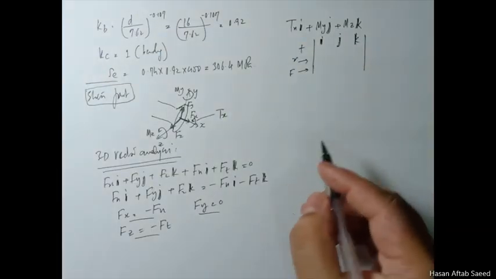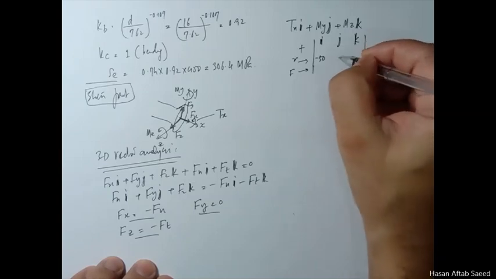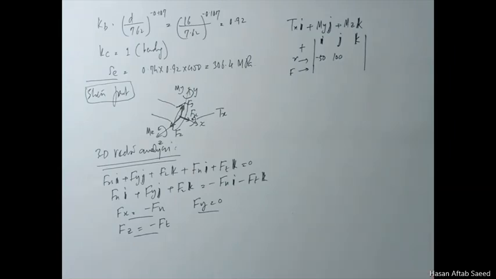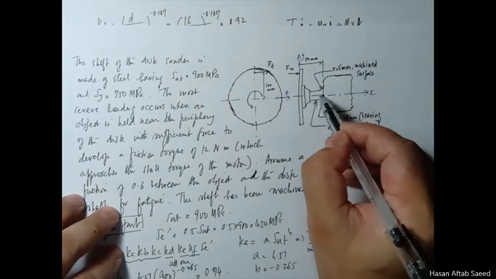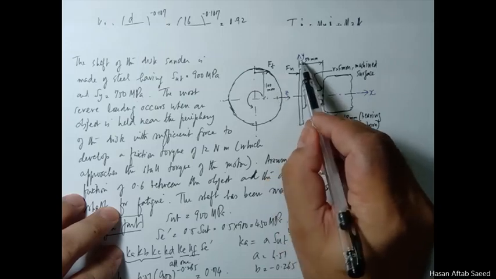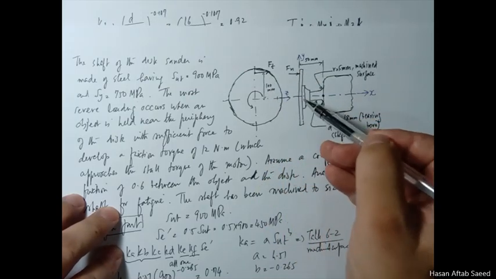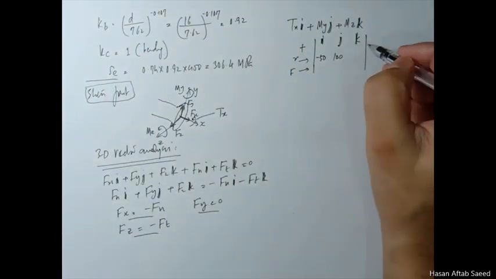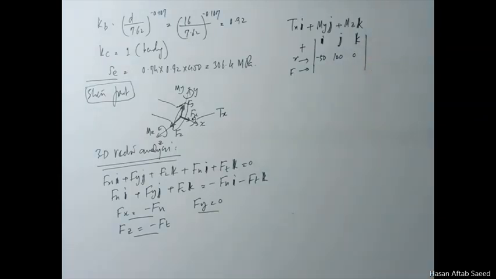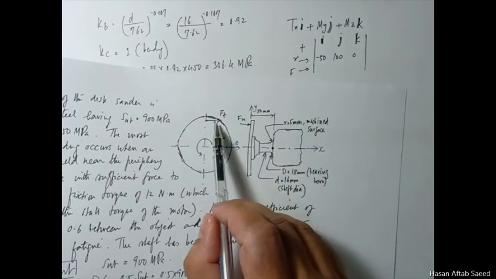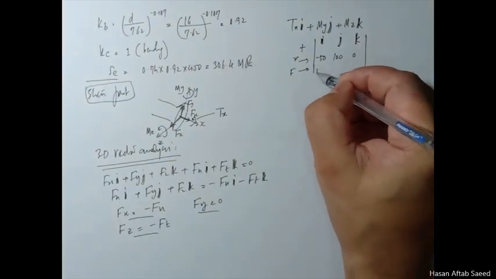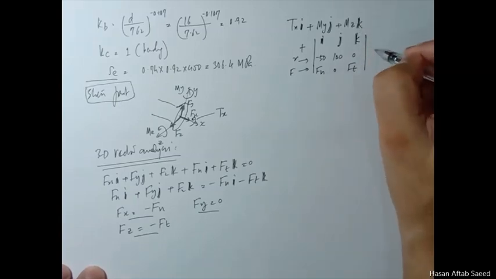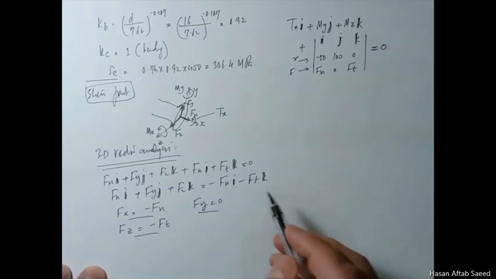Minus 50 in the x direction and plus 100 in the y direction. Z direction would be out of this page, so there's no z value here. So this is 0. And what about the forces? This is positive x, this is positive z. So Fn, 0, and Ft. This turns out again to be 0 because it's an equilibrium equation, just like this.